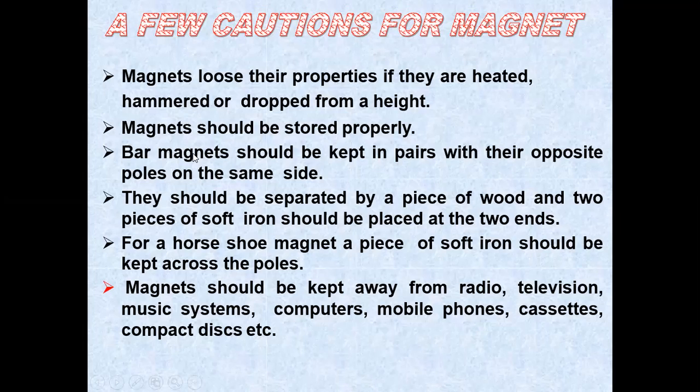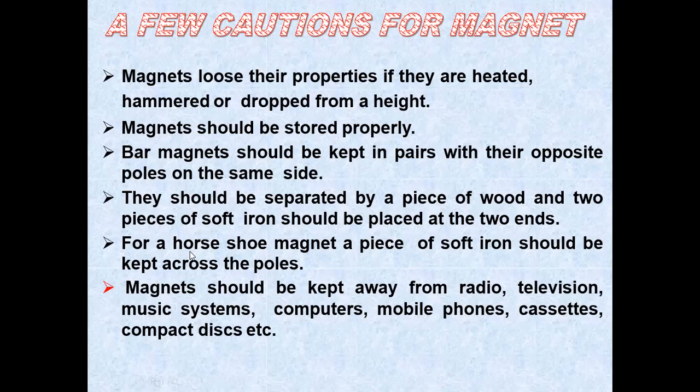Okay, and to do that, bar magnets should be kept in pairs with their opposite poles on the same side. Okay, opposite poles should be on the same side whenever you are keeping a bar magnet. They should be separated by a piece of wood, and two pieces of soft iron should be placed at the two ends. It should be kept in between one small separator, which can be wood or plastic, and then you keep your two magnets together. You can keep it like this. Don't keep it loosely. Okay, you cannot just leave it like that. You need to keep something in between so that its magnetic power does not get lost.